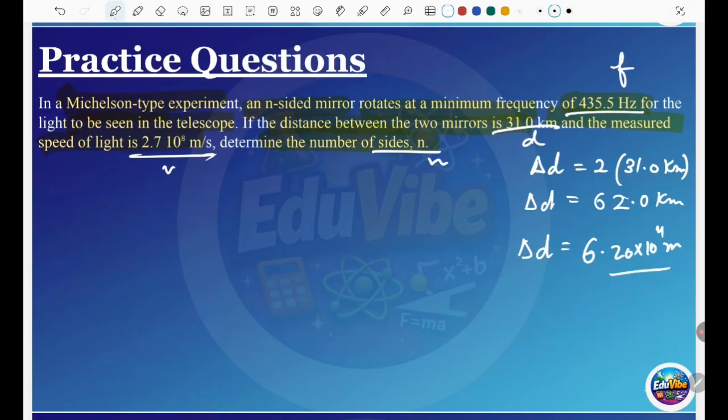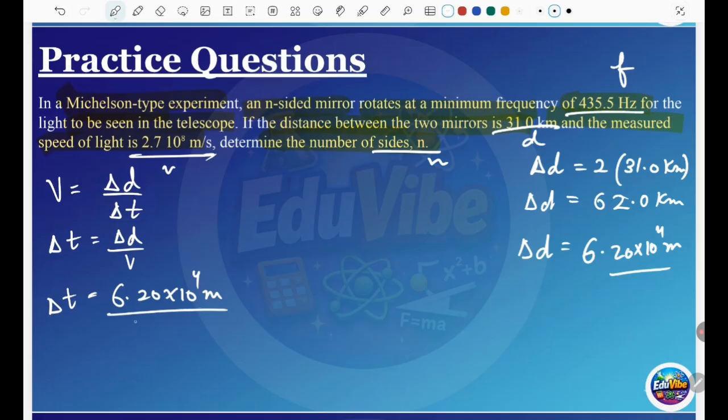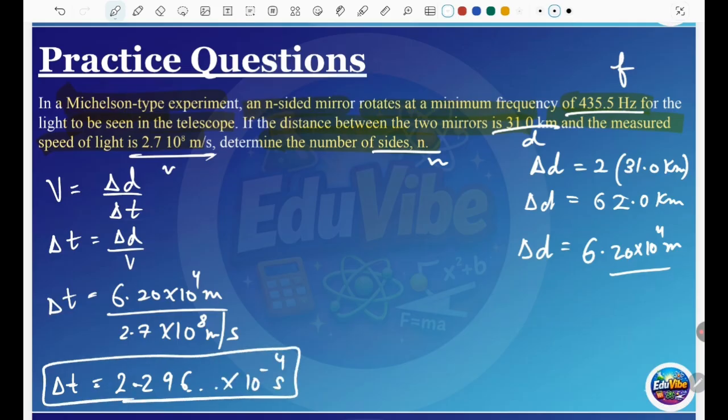And we have to find the delta t from here. Why delta t? Because we have v, and we have to do the reverse thing. So firstly, we have to find the delta t. v is equal to delta d upon delta t, so delta t is equal to delta d upon v. This is equal to 6.20 × 10 raised to power 4 meters divided by 2.7 × 10 raised to power 8 meters per second, which is given to us. And delta t is equal to 2.296 × 10 raised to power minus 4 seconds. So that's the time I have found, and that time is given to us now.